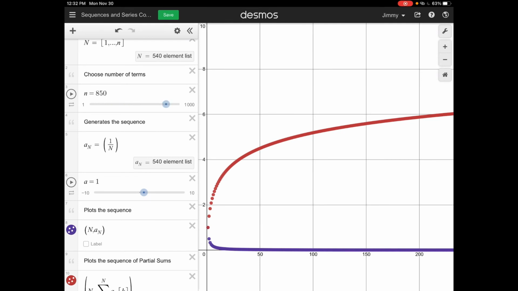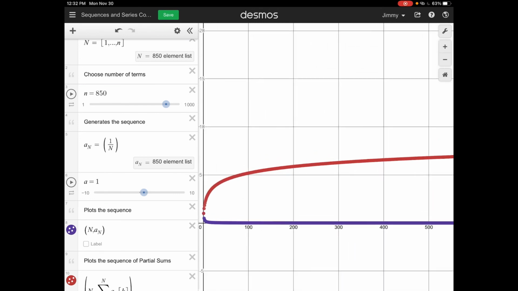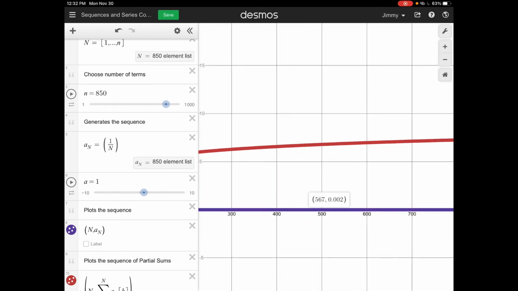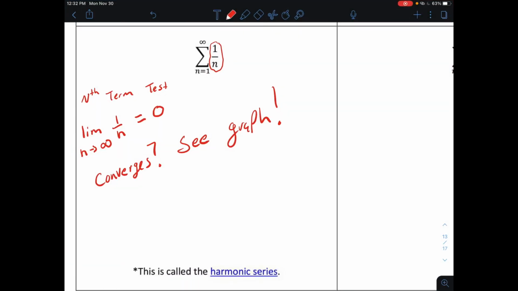So let me increase the number of terms even farther. I'm at all the way up to 850, and I zoom out. Notice how this thing continues to get bigger. Since it's continuing to get larger, it is not converging. This is actually a diverging sequence or series here. So it does not converge, therefore it diverges. And if it diverges, we say no sum.